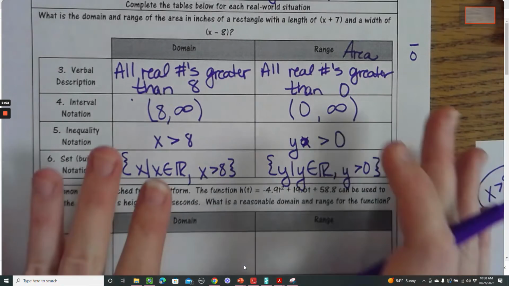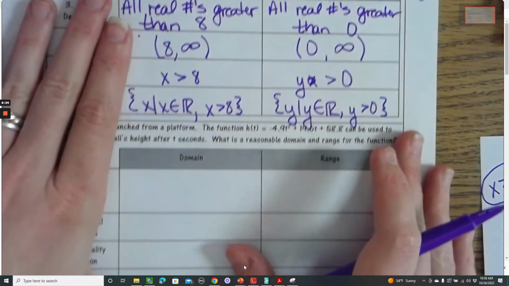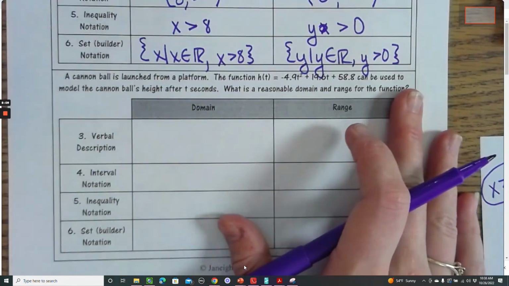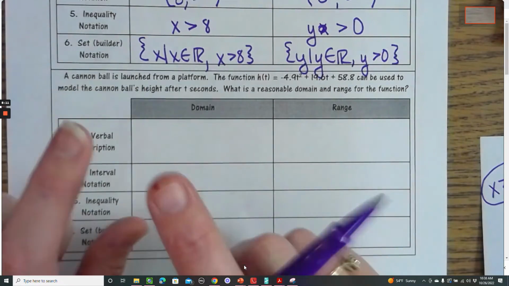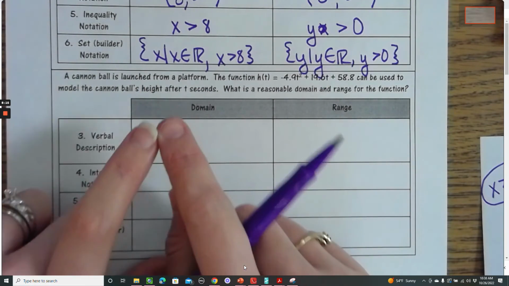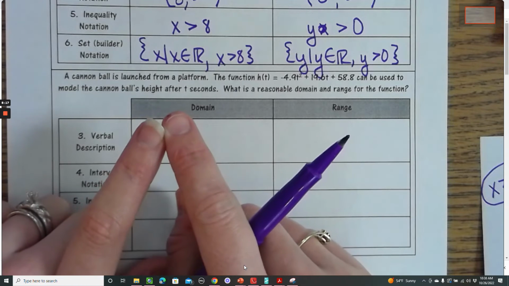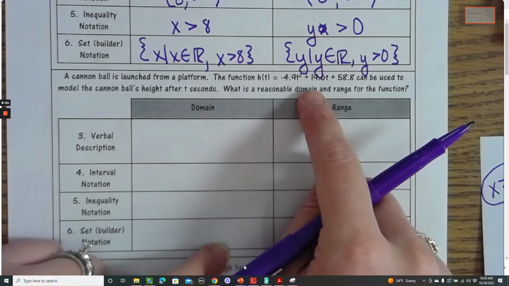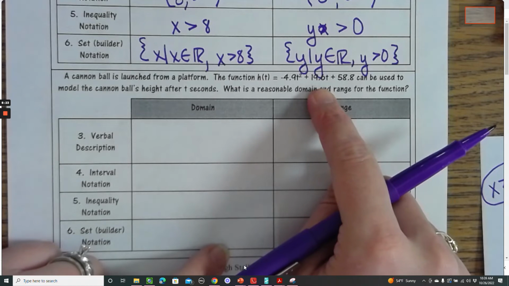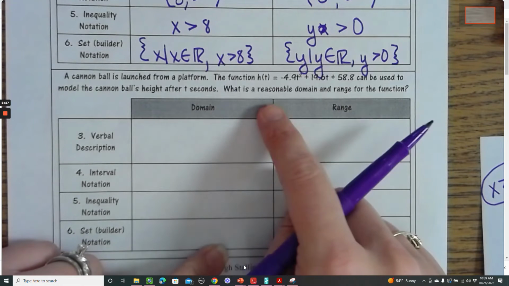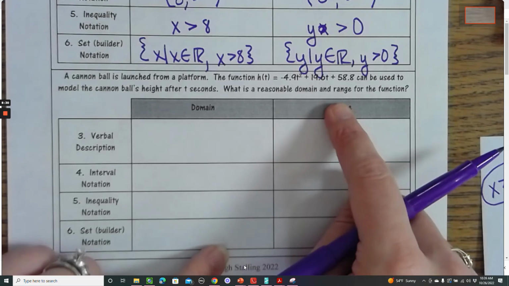Here's where you guys are at a disadvantage. If you did not have a complete quadratics unit, this is going to throw you for a loop because you're not going to understand what the pieces mean. All right, projectile motion or quadratics. So a cannonball is launched from a platform. The function h of t equals negative 4.9 t squared plus 19.6 t plus 58.8 can be used to model the cannonball's height after t seconds. What's a reasonable domain and range?